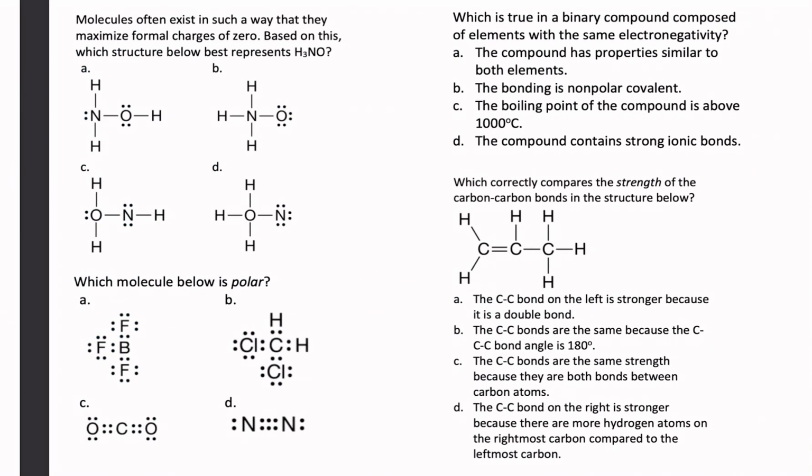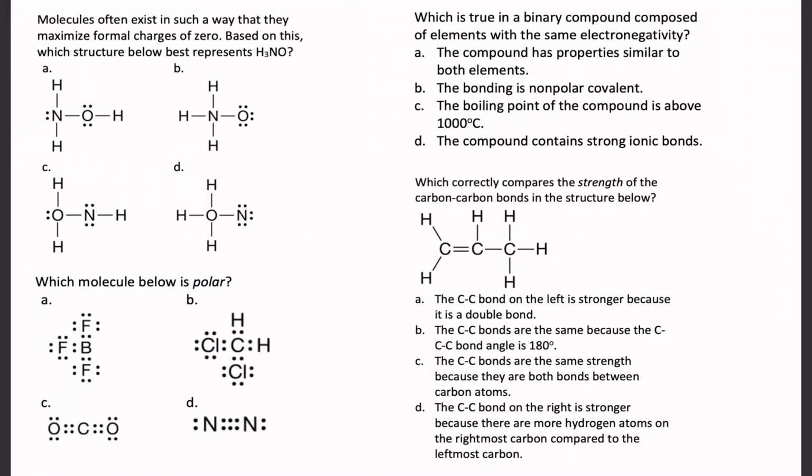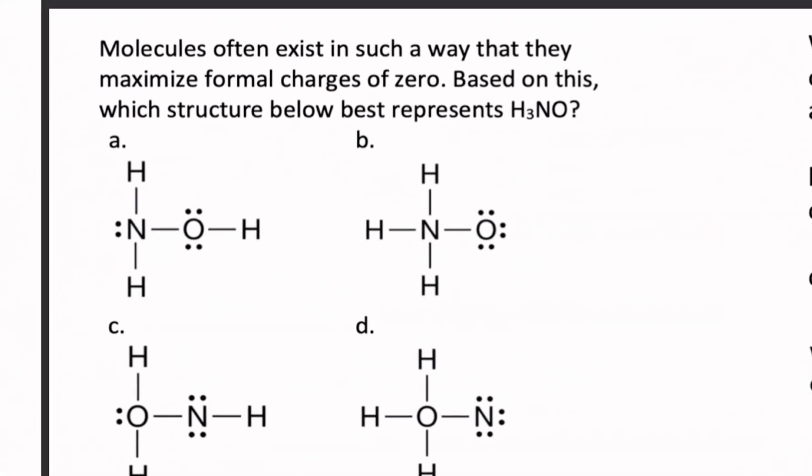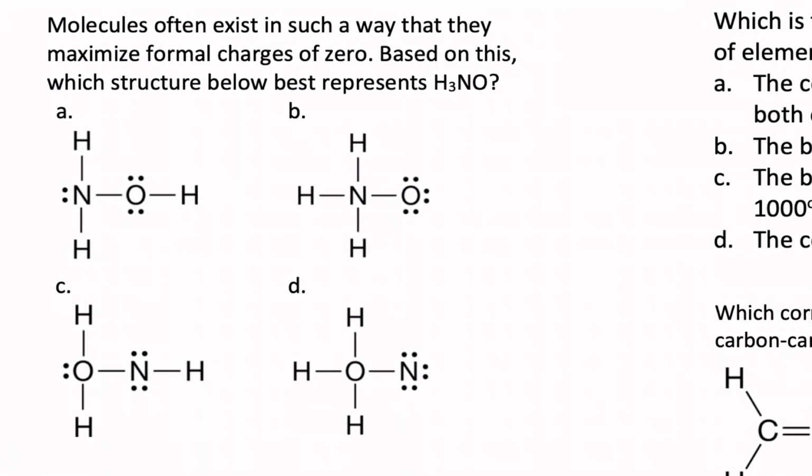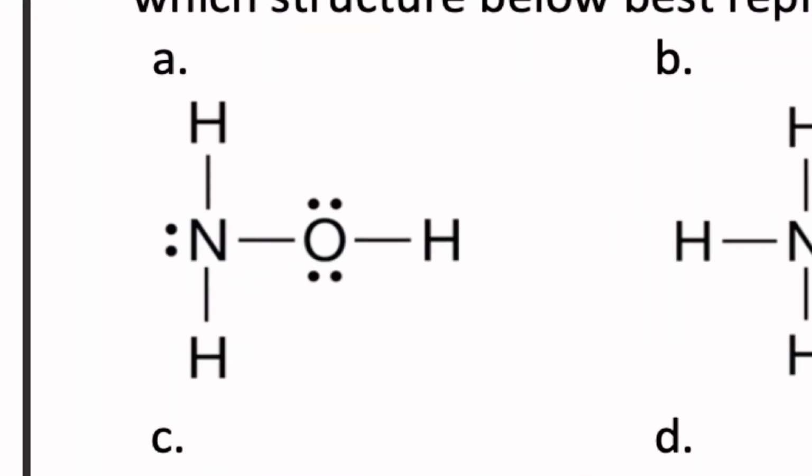Okay, let's look at some practice questions and see if we can make sense of all these topics. So first off, molecules exist in such a way that they maximize formal charges of 0. Based on this, which best represents H3NO? Well, let's go get the formal charge of every single atom in these structures.